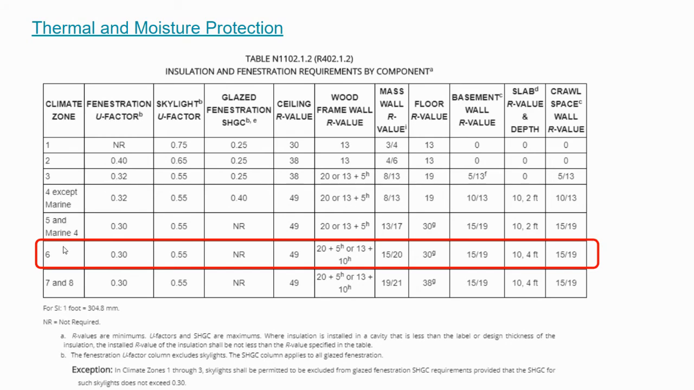In climate 6, our fenestration, which is all of our windows, needs to have a maximum U factor of 0.3. And then our skylights, if we have skylights, 0.5, and glazed fenestration, no rating. And then ceiling, R value needs to be 49. That's pretty big. That's where most of our heat is being lost, is in the ceiling. And this ceiling R value is only the ceilings that are exposed to the outside.